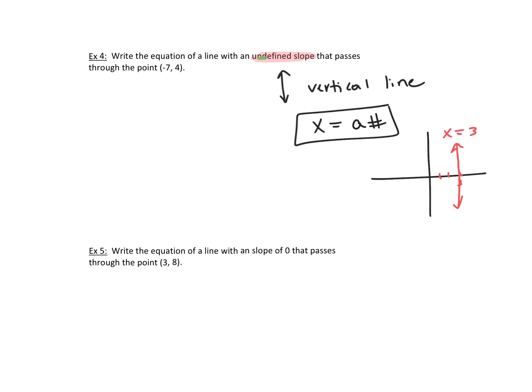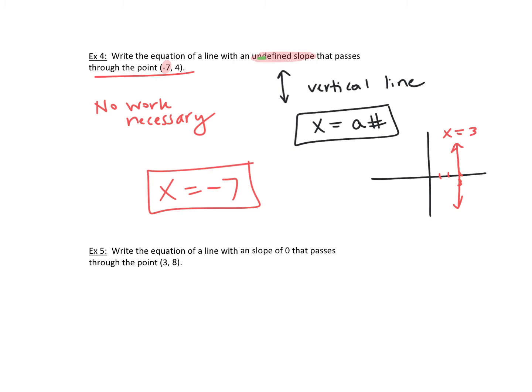So here I'm writing the equation for that line, and they gave me a clue that it passes through the point -7, 4. So the nice thing about this is that there's no work necessary. It's all just understanding it and doing it in your head, that if it's a vertical line and it's x equals a number and I'm given one of the points on that line, all I have to do is go to that x value, which is -7, and write an equation that says x equals -7. That's it.